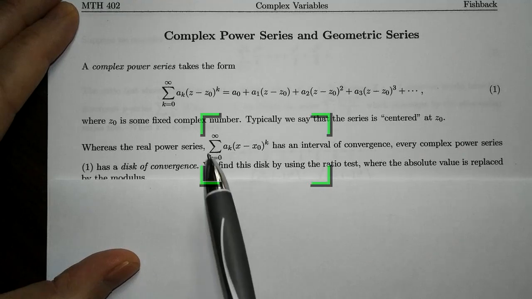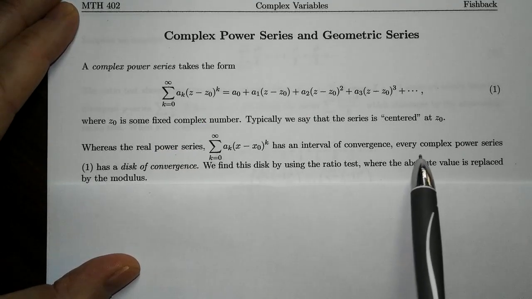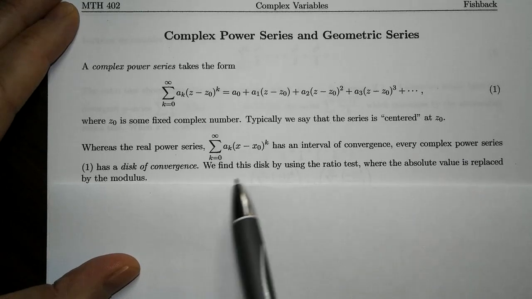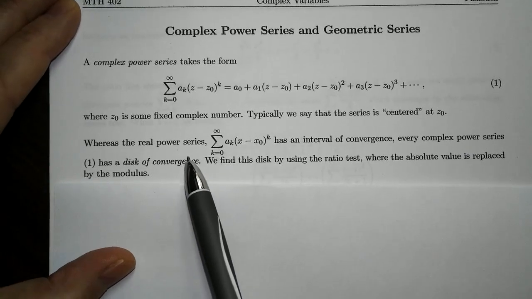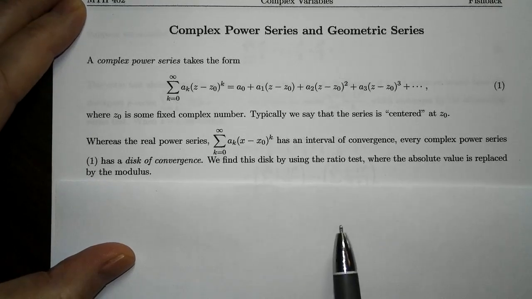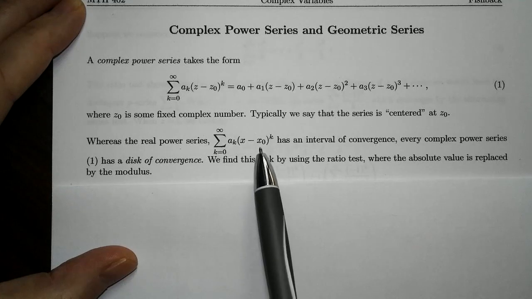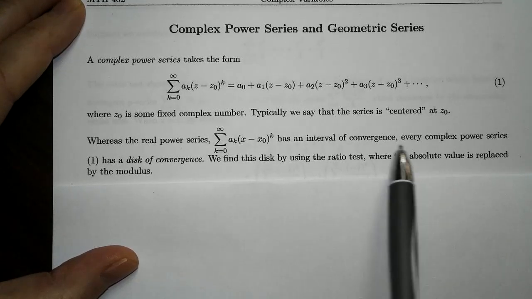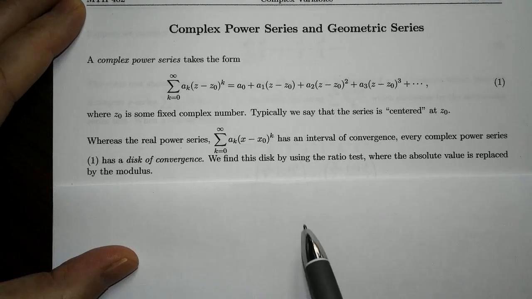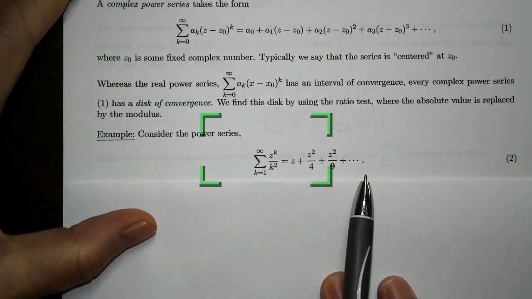Now we know from calculus that a real power series has an interval of convergence. Every complex power series doesn't have an interval of convergence, but it has what's known as a disk of convergence. And in calculus, we found the interval of convergence using the ratio test. We do exactly the same thing for the complex power series, but instead of using the absolute value, we replace it with the modulus, which is a generalization of the absolute value.